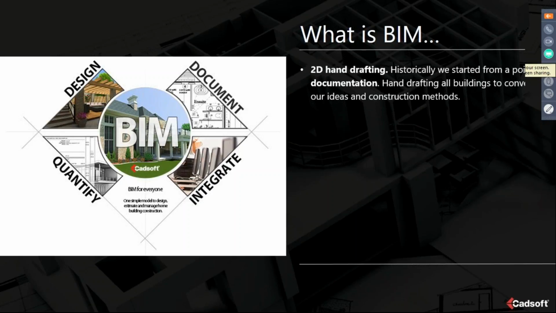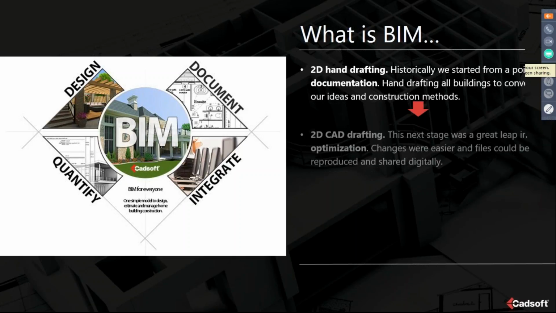So if we look back historically, when we were creating home designs, we started off by 2D hand drafting. We would draw out the floor plan, the elevations, the sections, the details, all done by hand. Beautiful drawings that took a lot of time, but they conveyed our ideas and our construction methods. So it was a way of documentation.